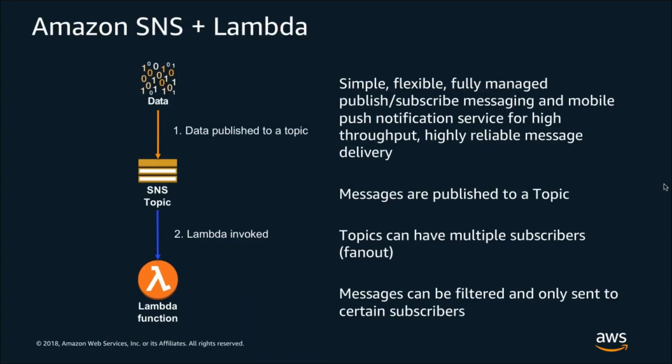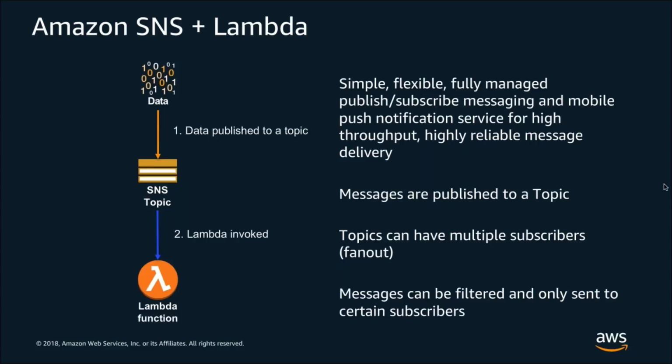Now, another option is Amazon SNS, Simple Notification Service. SNS is one of the oldest services that we have here at AWS. It's used very heavily by customers of AWS, both large and small. And so SNS, as we say on the marketing site for it, is a simple, flexible, fully managed publish-subscribe messaging and mobile push notification service for high throughput and highly reliable message delivery. Essentially what it means is that you can publish messages into what's called an SNS topic, and then that SNS topic has the ability to push or deliver those messages out to services that have subscribed to that topic. These could be HTTP endpoints, HTTPS endpoints, mobile devices, SQS queues, or in the case of what we're talking about here today, Lambda.